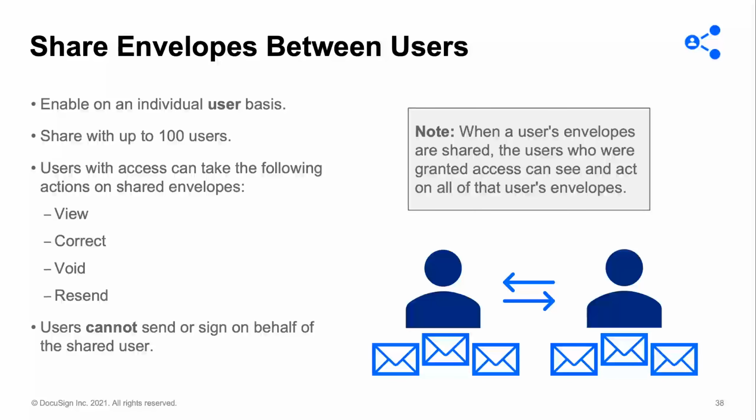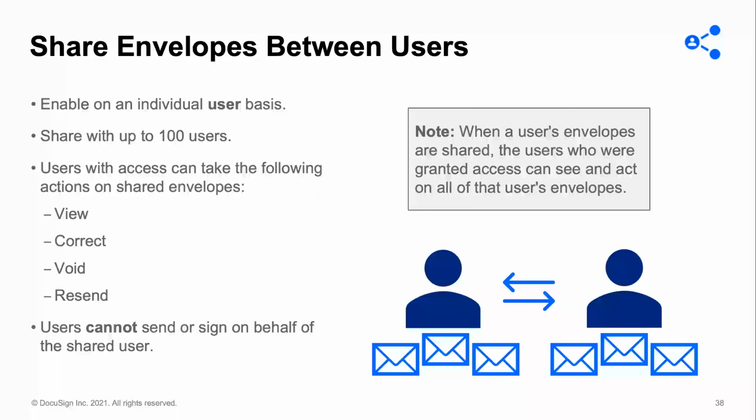So again, it's really just a helpful way to share access or visibility into envelopes on the account. A lot of times people will use this if someone is maybe out of the office or taking a couple of days off and they want to make sure that their transactions are being monitored by someone else. Now, as a note with envelope sharing, it is all or nothing. So you're not able to pick and choose the envelopes that you want to share with others. It's all of somebody's envelopes or none of somebody's envelopes.